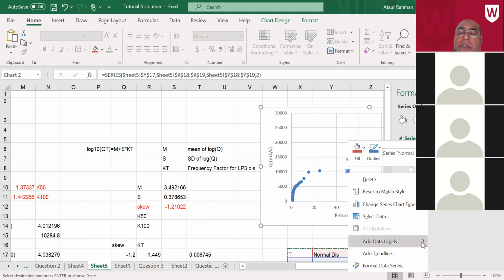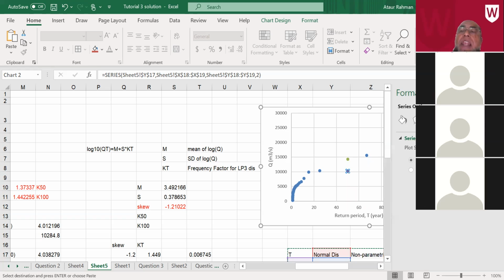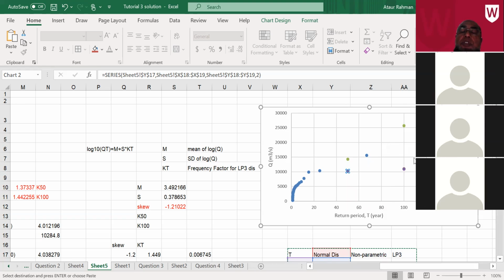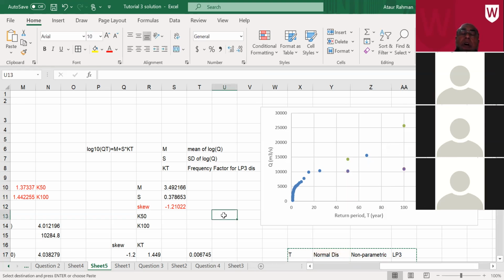So add data labels. Anyway, basically we can add a line along these distributional lines. Once we have more quantized values there, we should draw a line along them. This is the way we plot the data, and then we can compare with the observed data. You can see the non-parametric is going in that way. So in this case, probably non-parametric is better than the other two approaches.